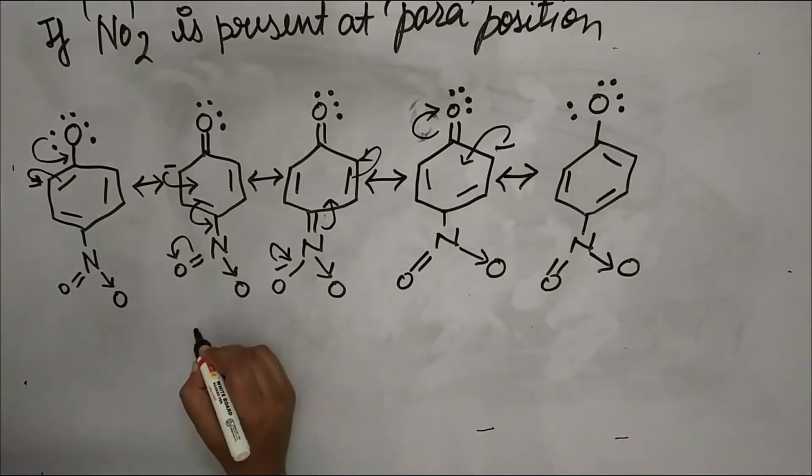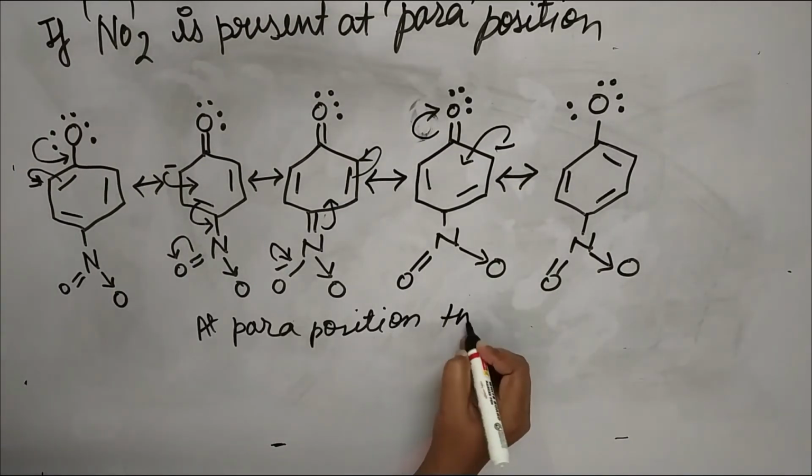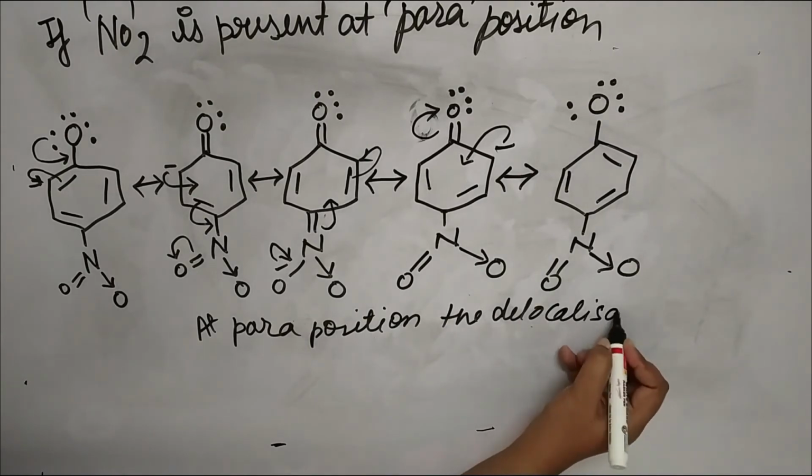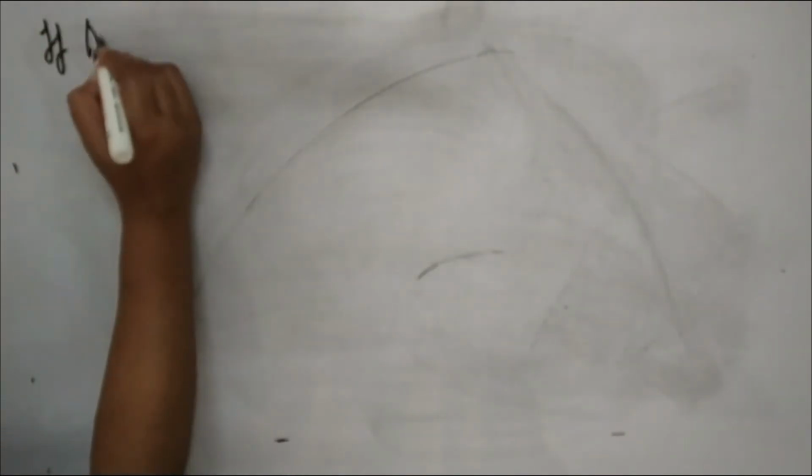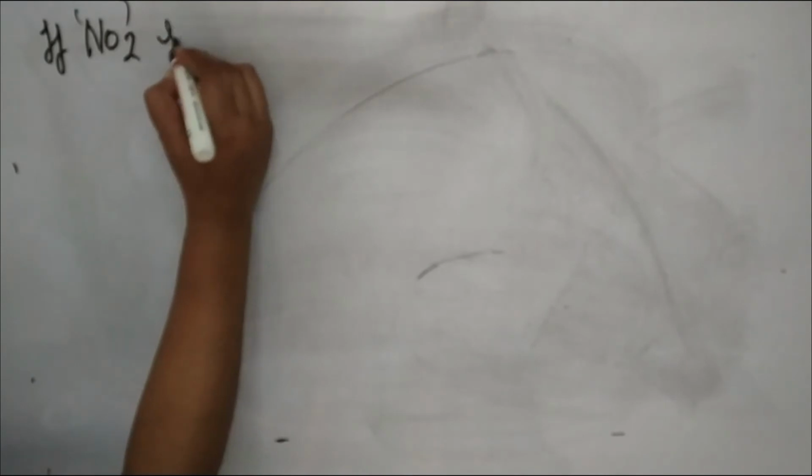So here at para position also the delocalization takes place very easily. At para position the delocalization of electron will occur, due to which the dispersal of negative charge will take place, which increases the stability of phenoxide ion. So if nitro group is present on ortho or para position, it increases the stability of phenoxide ion. Now let's discuss the third criteria, if nitro group is present at meta position.